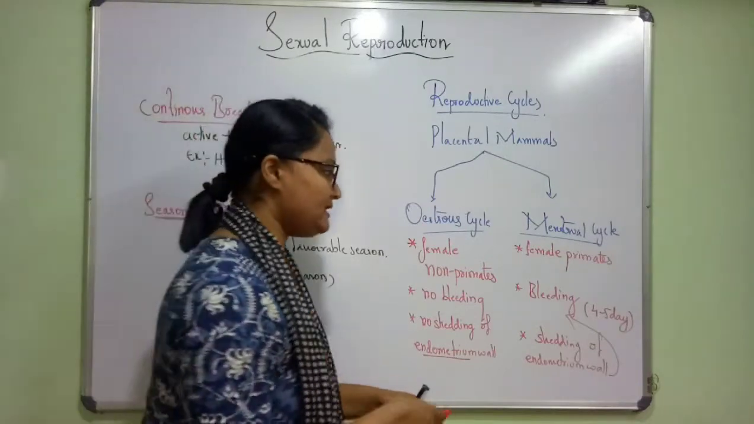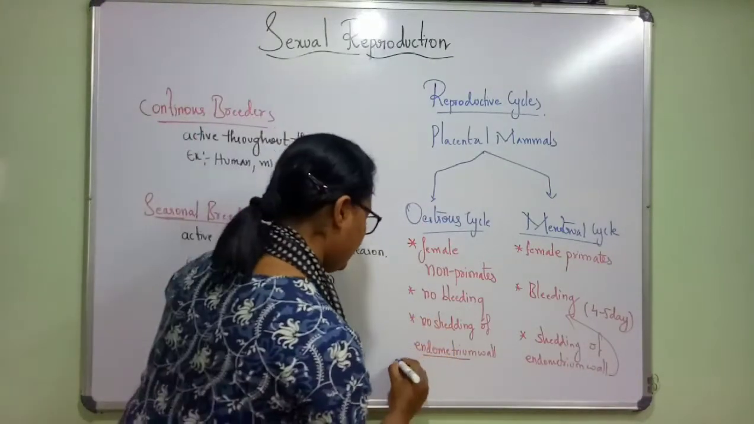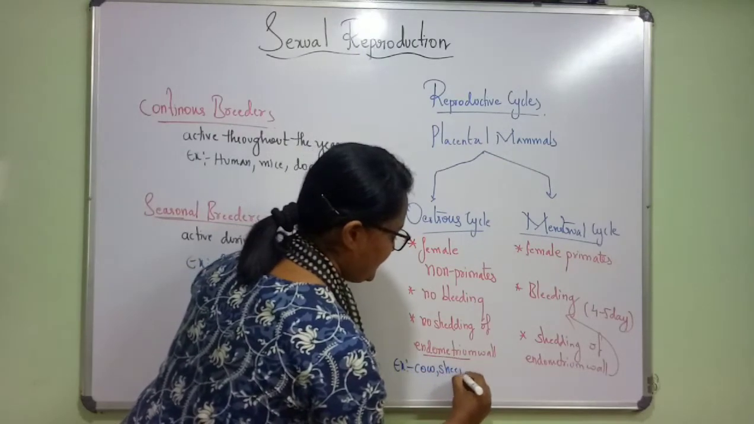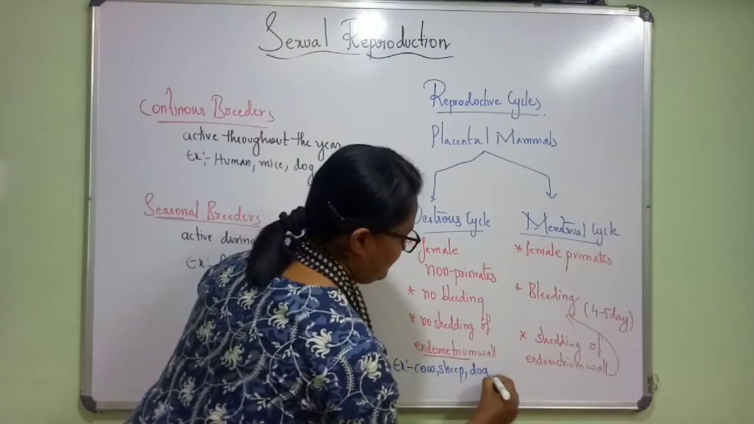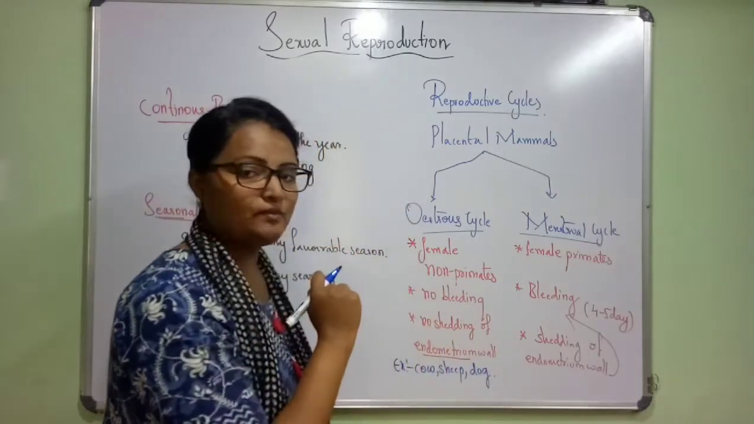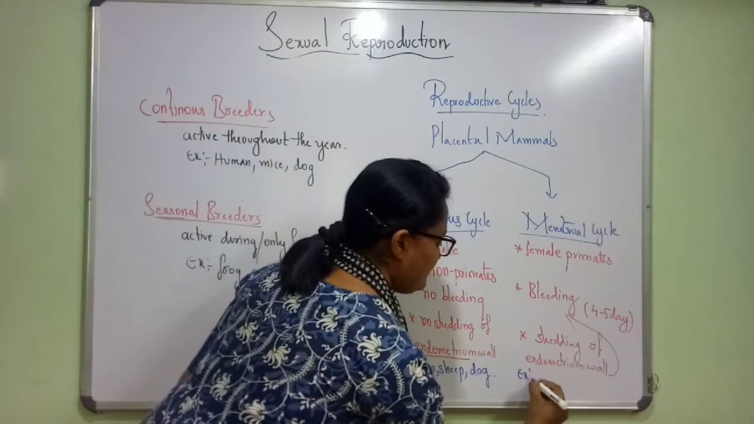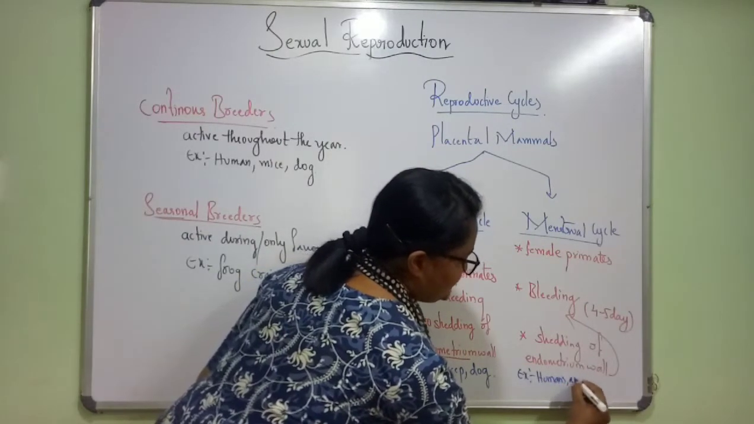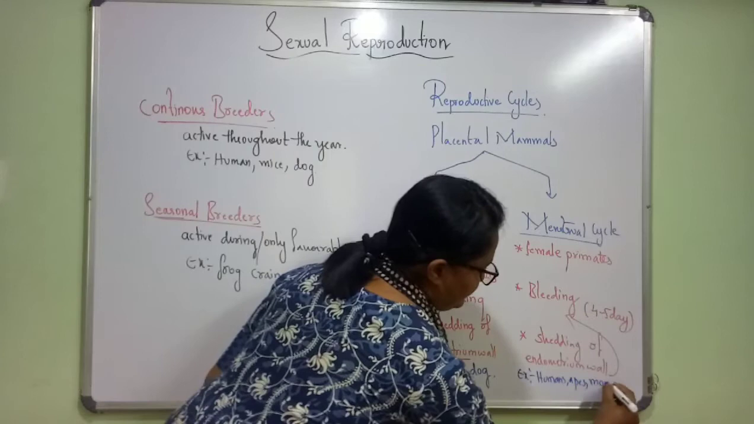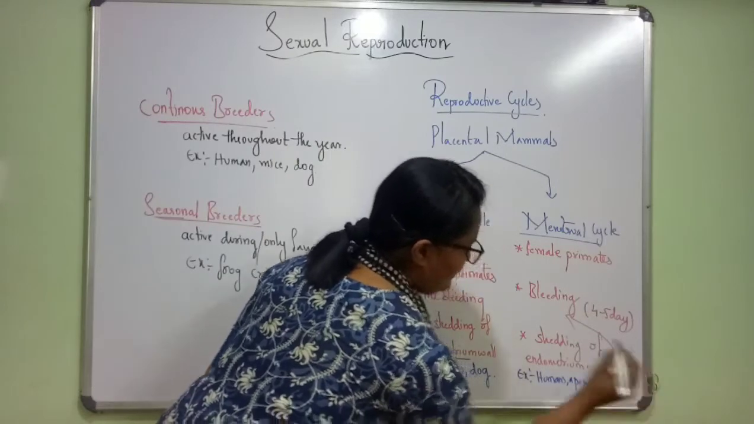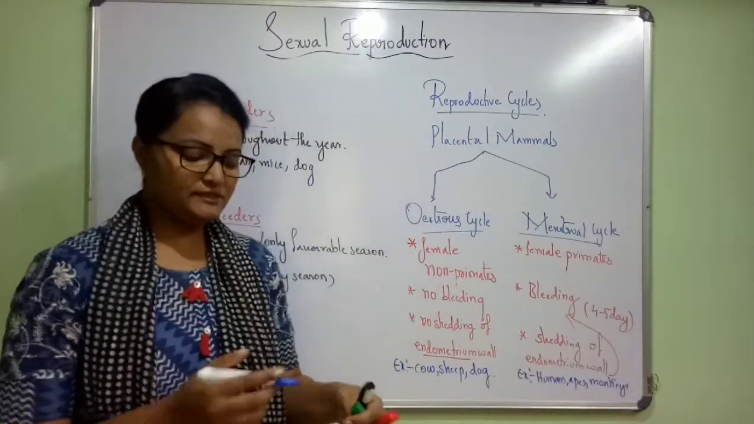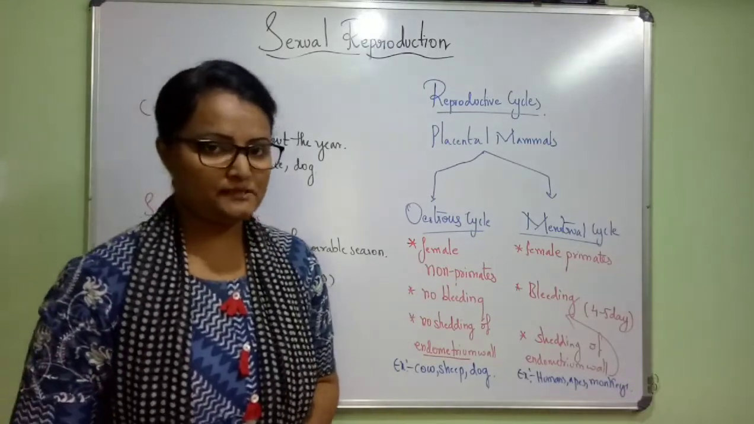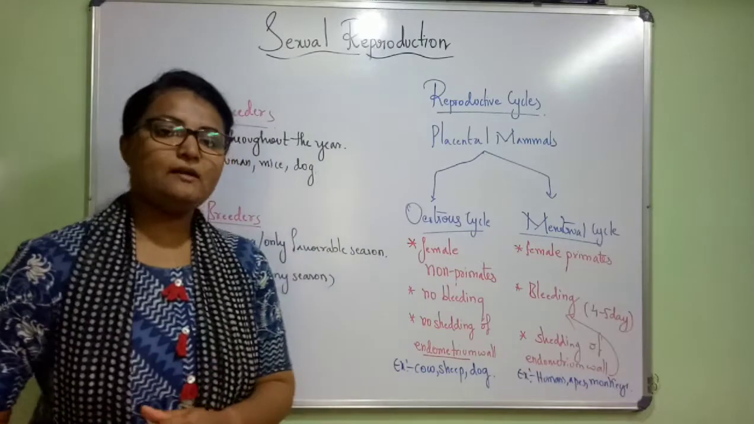Next, we'll write up the examples. Examples of non-primates are cow, sheep, dog, whereas primates are us humans, apes, and monkeys. So this is what the changes in the reproductive cycles are. Now we'll talk about plants.